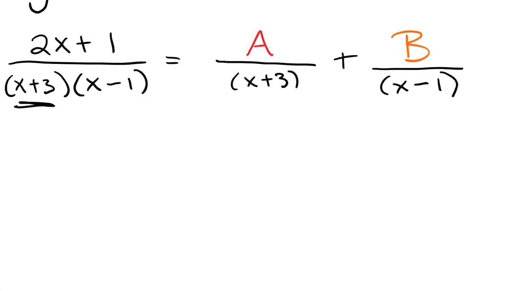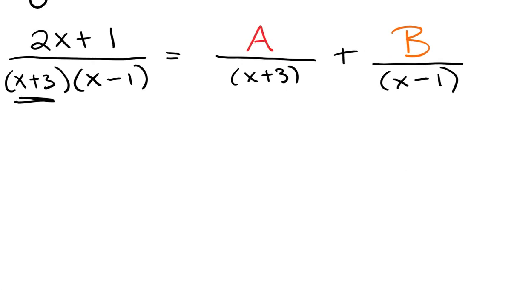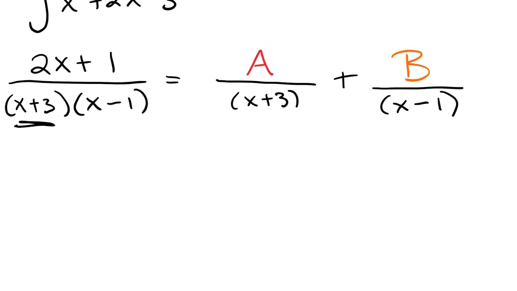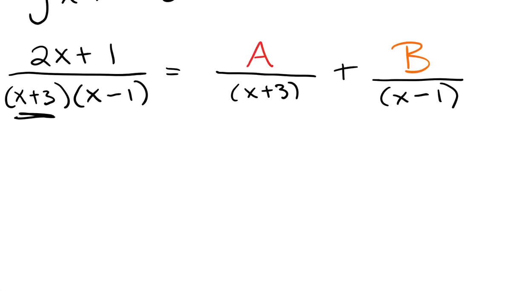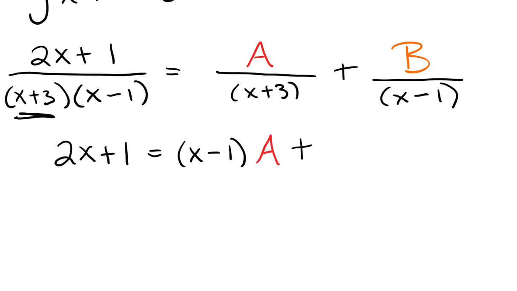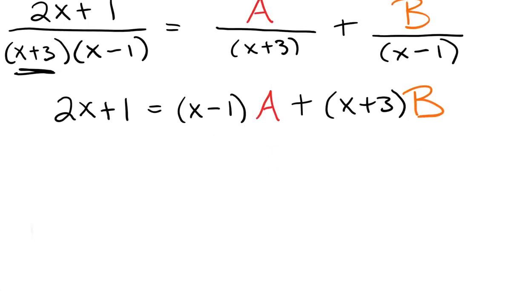So we're going to split this up into its essential units here, and then what we're going to do is multiply both sides by the denominator of the left-hand side, and when we do that, we're going to cancel out a lot of terms. So on the left-hand side, we'll get 2x plus 1, and that equals, well, an x plus 3 will cancel out here, and we'll have an x minus 1 there times a. And then on the next term, the x minus 1 will cancel, and we'll have an x plus 3 times b.